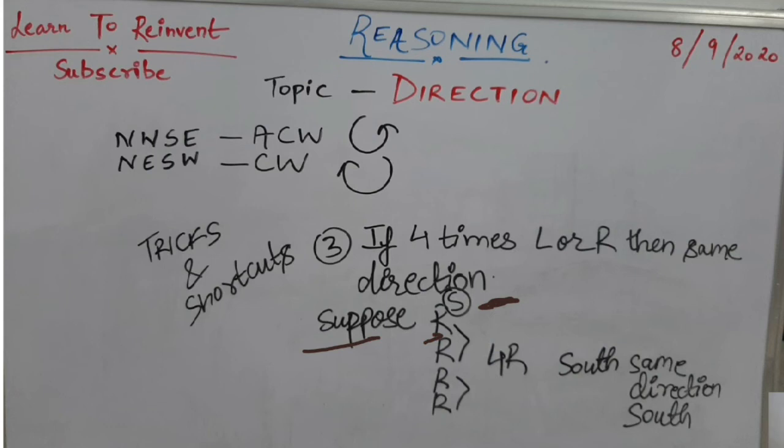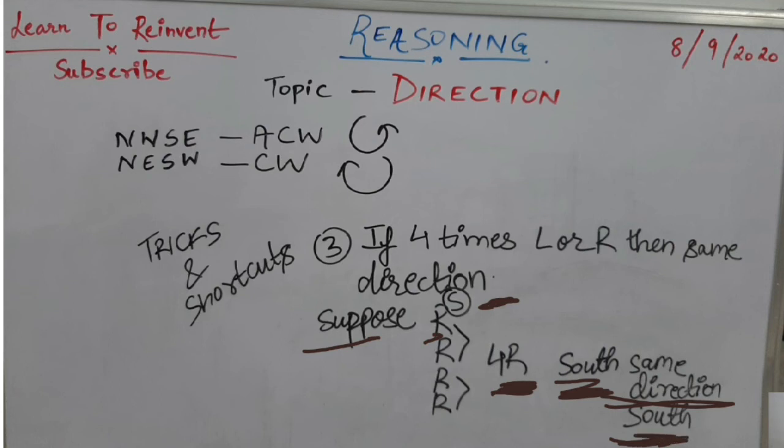So we all see that nothing would cancel. There is no LR, all are R, so we are left with the 4R. Now if there is 4R, then what will happen? It will be in the same direction. So if he has started from south, he will come back to south.